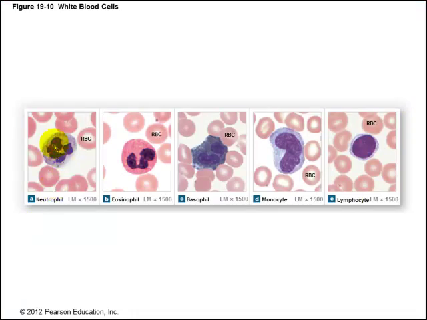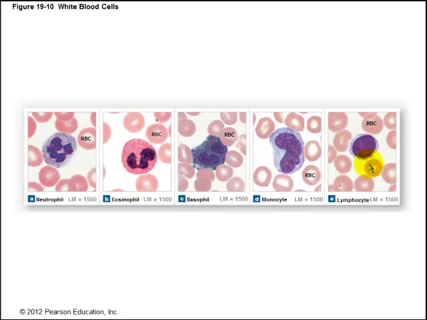Neutrophil, typical neutrophil, lobulated nucleus, a nucleus in segments. The cytoplasm is kind of a pale color with some barely visible granules in it. The granules in the cytoplasm of eosinophils stain red. The granules in the cytoplasm of basophils stain a dark blue. Monocytes, no visible granules. Lymphocytes, no visible granules.